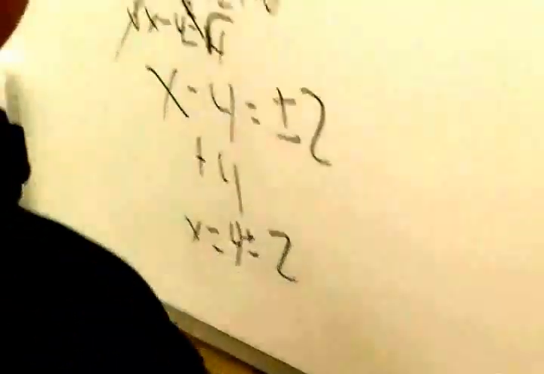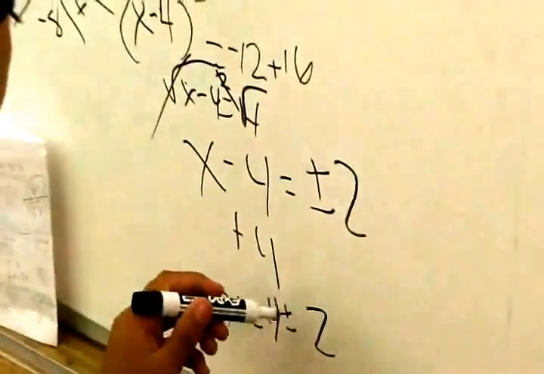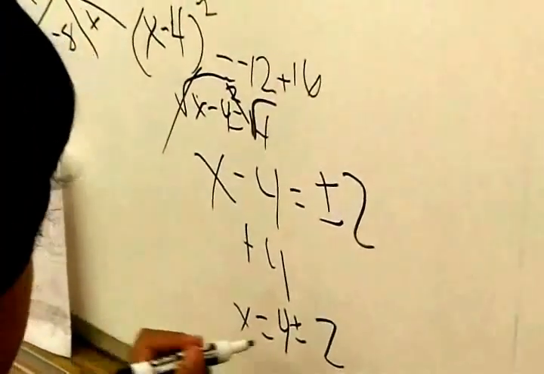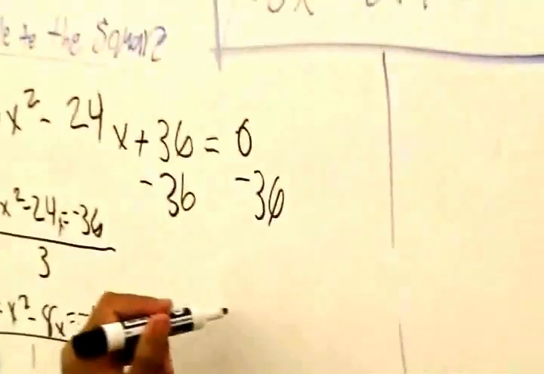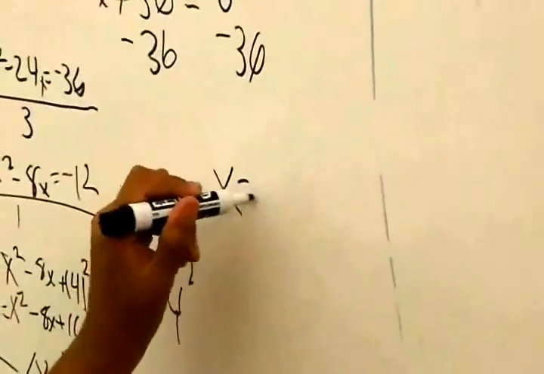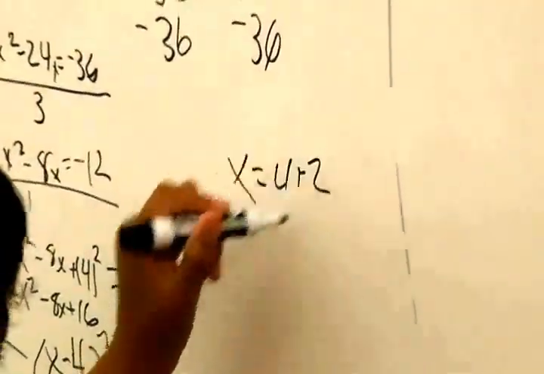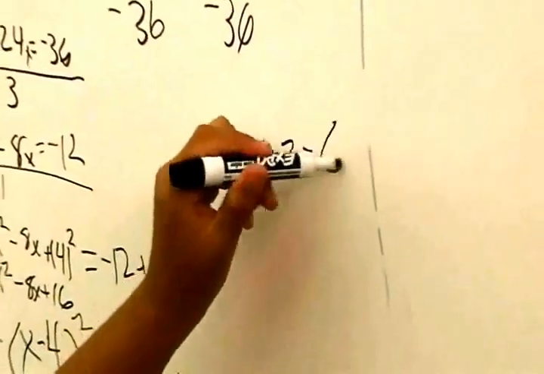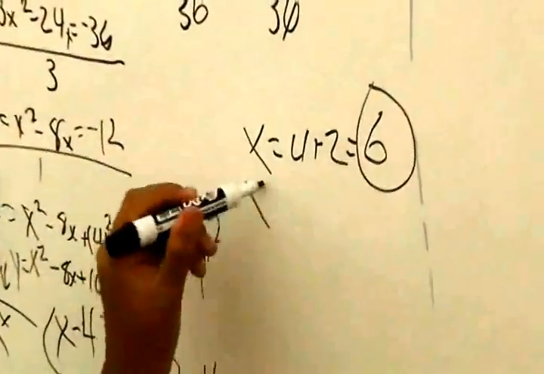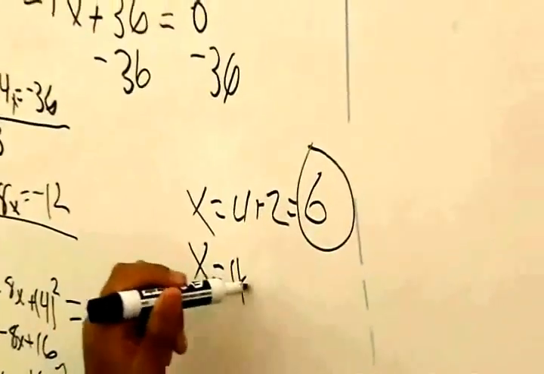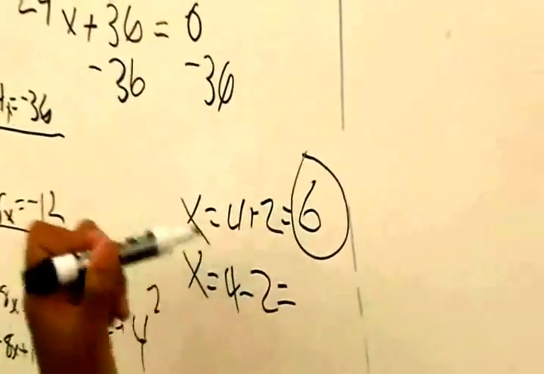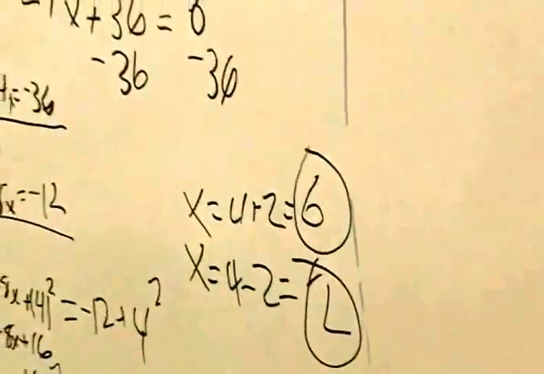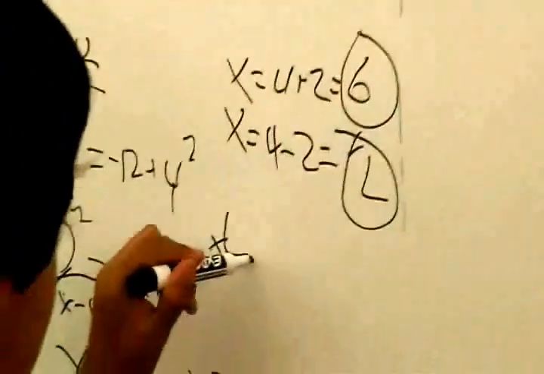So when you add it, x equals 4 plus 2, it equals 6. And x equals 4 minus 2, it equals 2. Nice job, Adrian. I'm done.